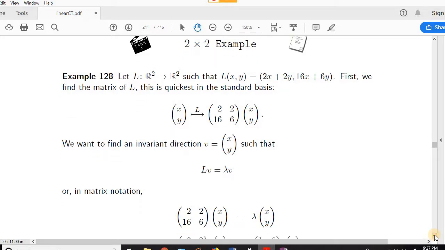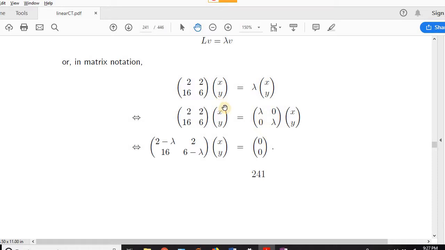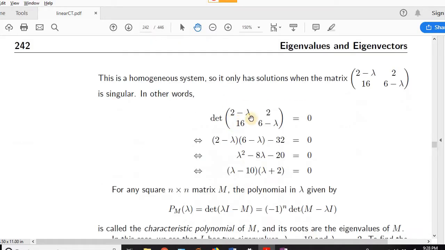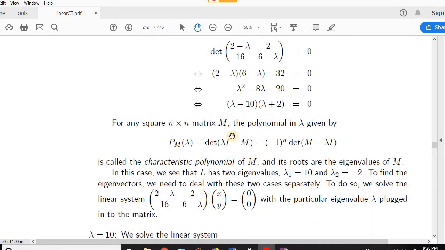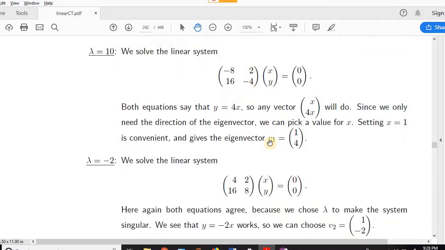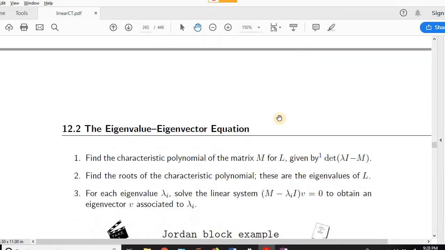We want to find eigenvectors. So he solves the eigenvalue problem. I think we're familiar with this. Standard procedure: change this lambda to lambda times the identity matrix, bring it to the left-hand side, take the determinant, and find out what lambda has to be. Two values of lambda. Find the two eigenvectors. Here's one, and here's the other one.